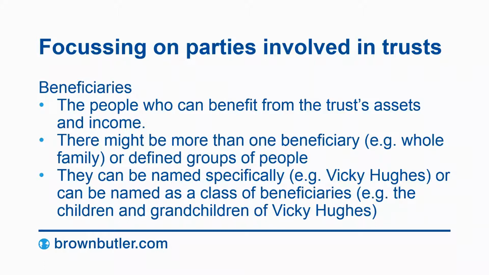So these are the people who can benefit from the trust assets and the income that's generated by them. Usually you'd have more than 1 beneficiary of a trust. So for example, you could have a whole family or defined groups of people. The beneficiaries can be named specifically, so for example, Vicky Hughes, or can be named as a class of beneficiaries, so the children and grandchildren of Vicky Hughes.